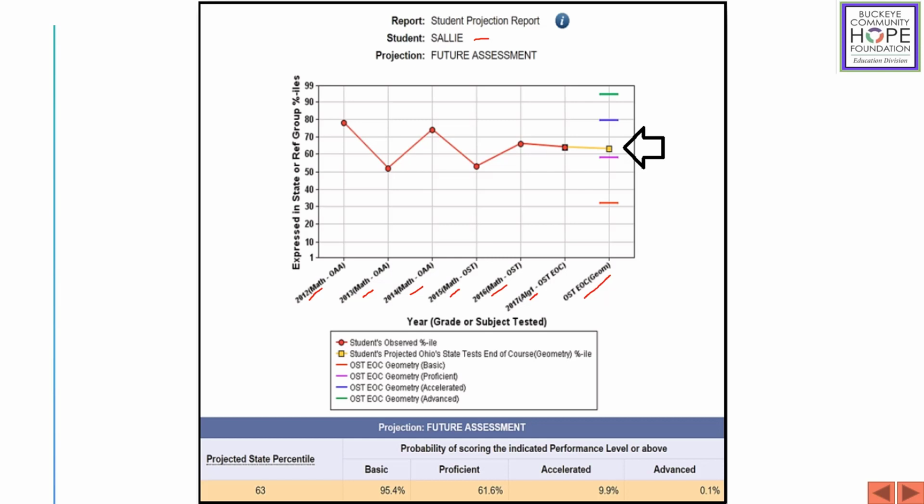So we're able to predict where Sally will be with some degree of accuracy. We know that she is about 61.6% likely to be proficient. And with these projected percentiles and so forth, they can narrow that down to a predicted scale score.